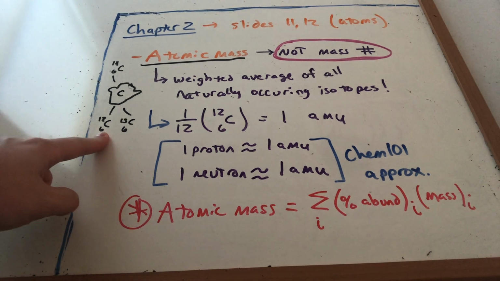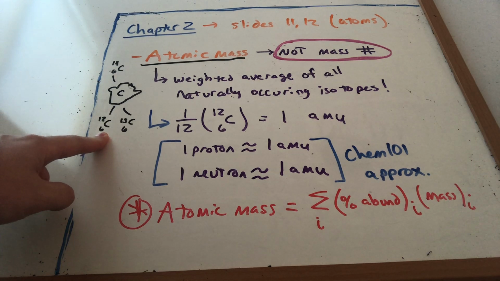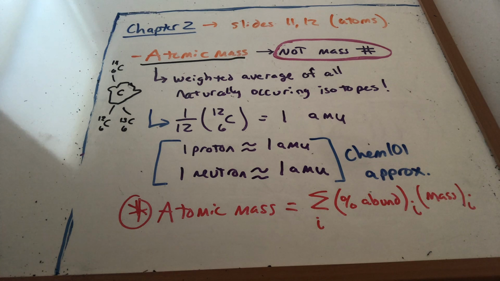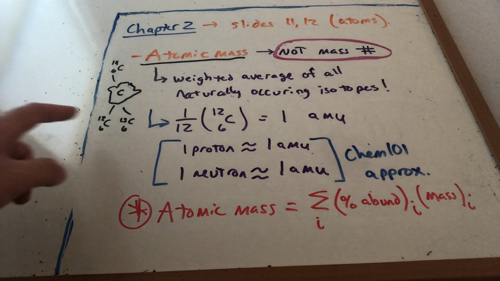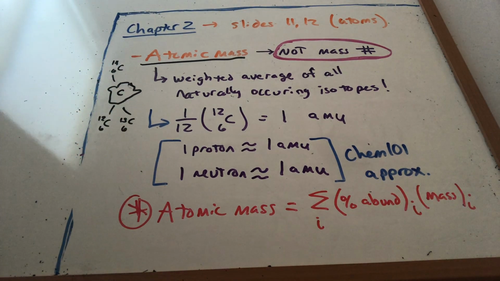So if most of carbon is carbon 12, which happens to be the case, then we expect the atomic mass of carbon to be somewhere near 12, but it happens to be a little bit more than 12. And that's because a small percentage of this chunk will be carbon 13 or carbon 14.